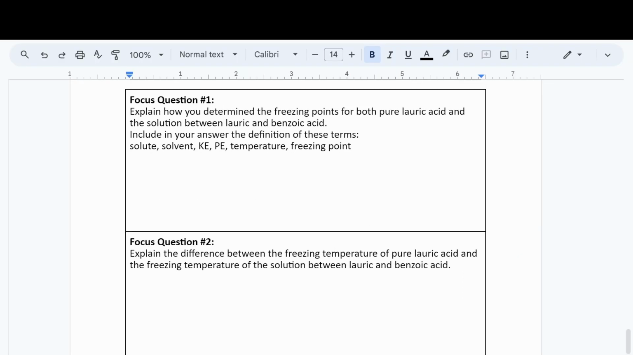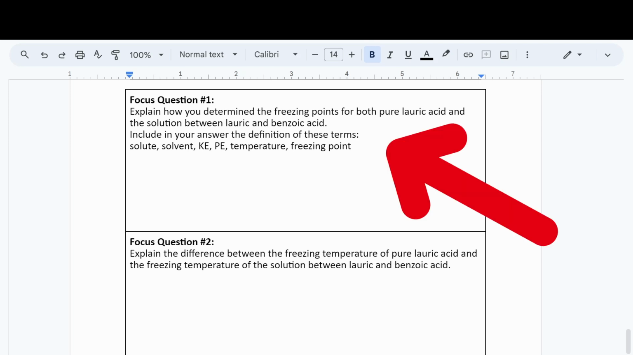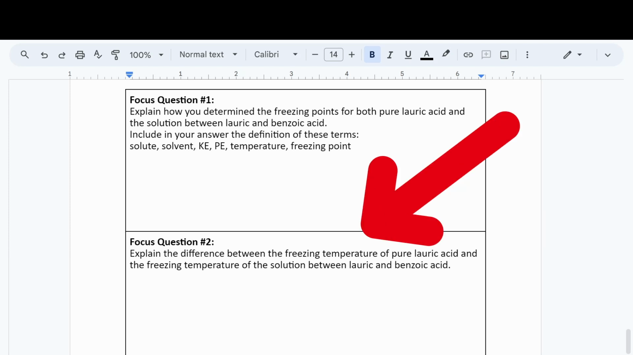This freezing point depression lab handout ends with two focus questions. One question asks them to explain how they determined the freezing points for both lauric acid and the solution between lauric and benzoic acid. And the second question asks them to explain the difference between the freezing point for pure lauric acid and the freezing temperature of the solution.